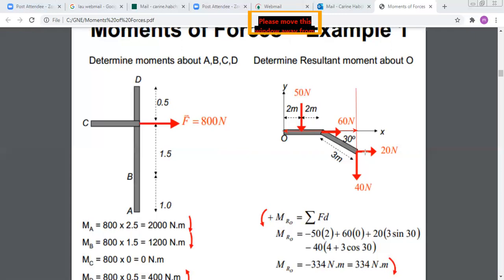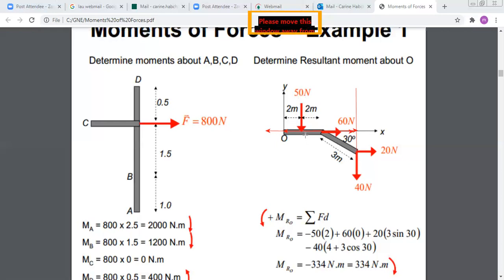Any other question on this? Doctor, the first force, the 50 Newton, is it passing through O? No, 50 Newton is not passing through O. 60 Newton is passing through O. But the 50 Newton force is only passing by the parallel axis. Look, 50 Newton is passing by the x-axis, but not by O.